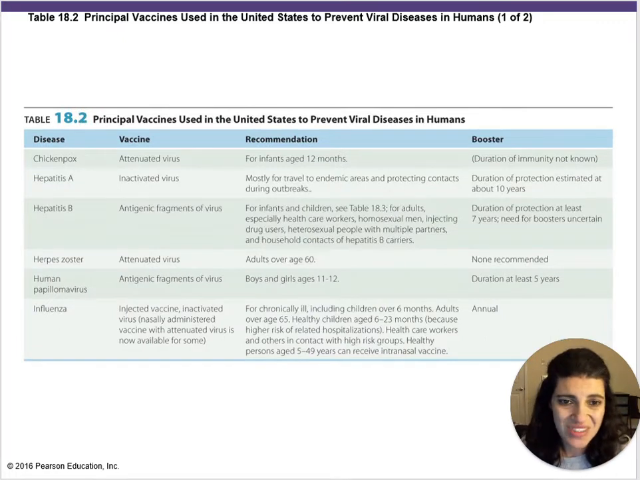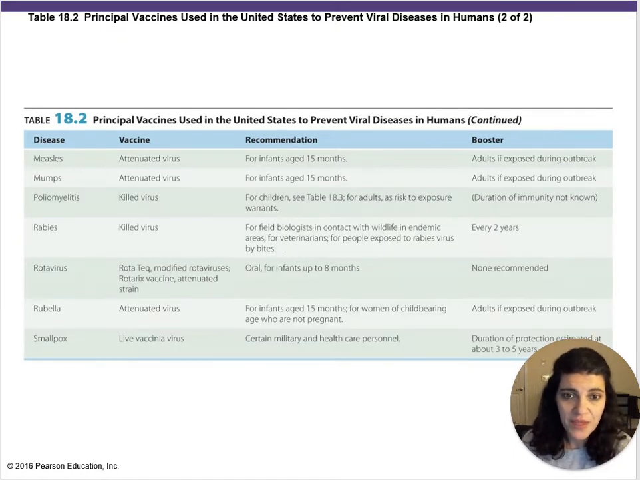There are also vaccines for chickenpox, hepatitis A and B, herpes zoster, the papilloma virus, the influenza virus, measles, mumps, polio, rabies, rotavirus, rubella, and smallpox. Okay, actually we don't use smallpox vaccination anymore because the disease is eradicated.